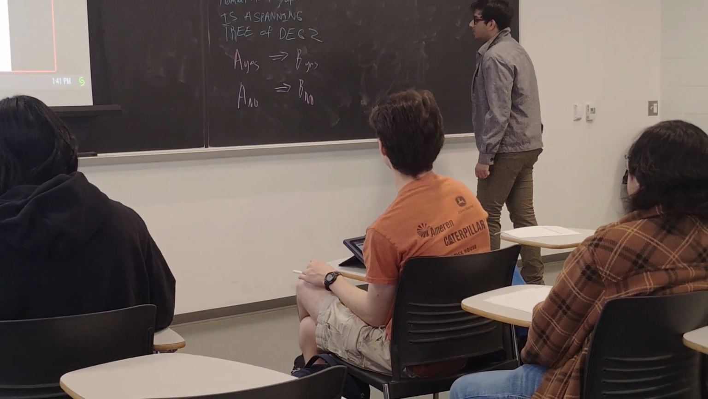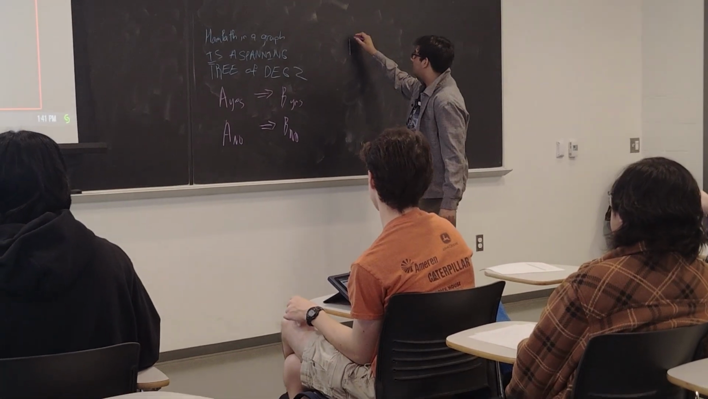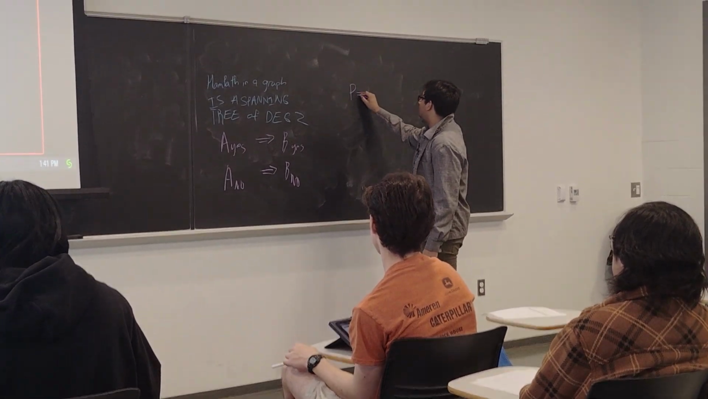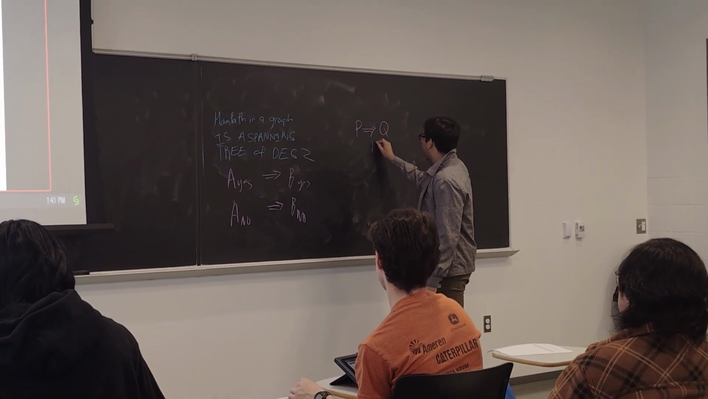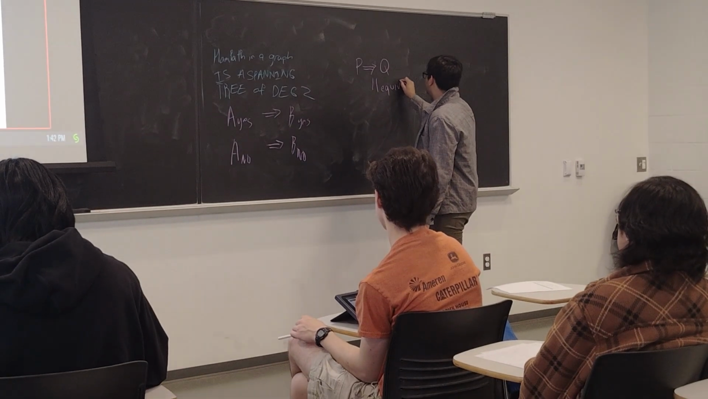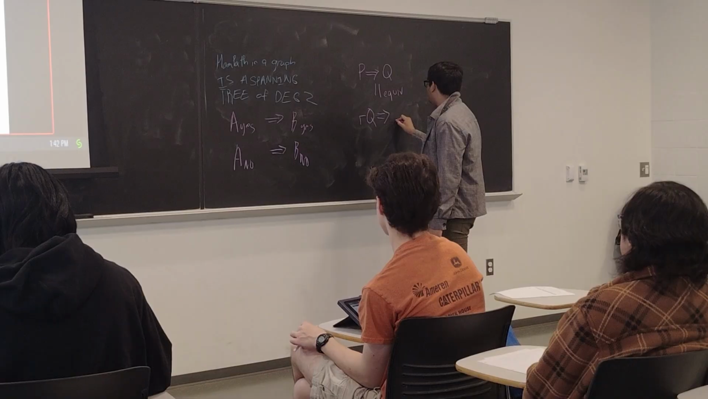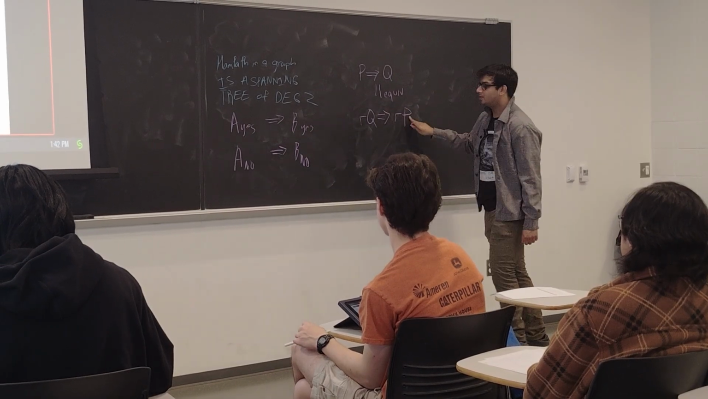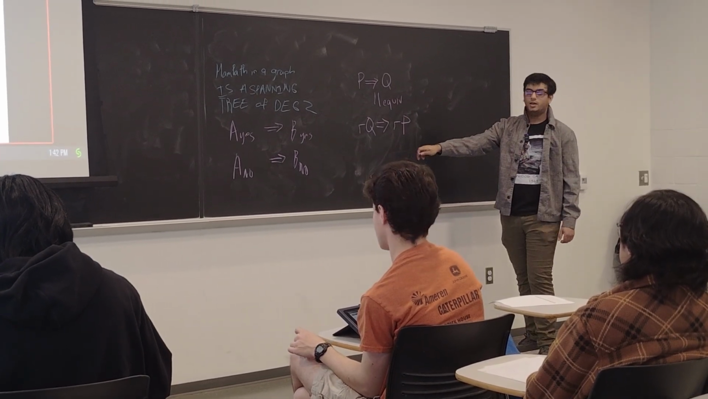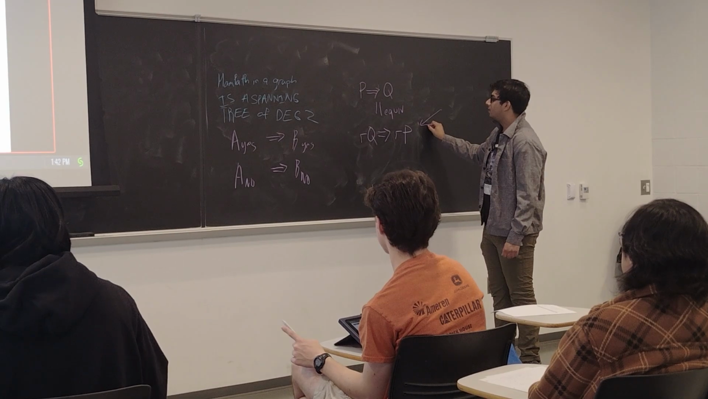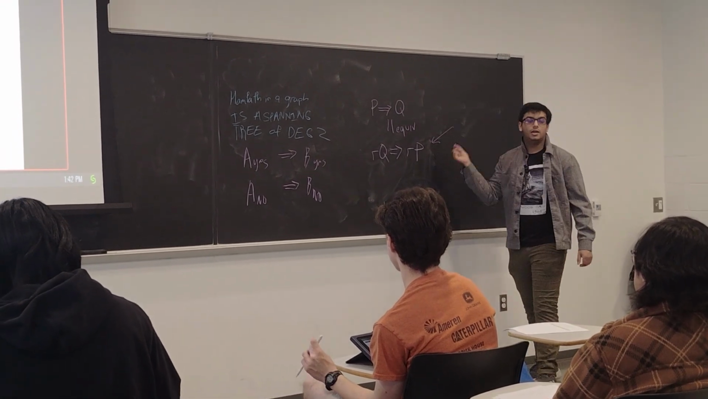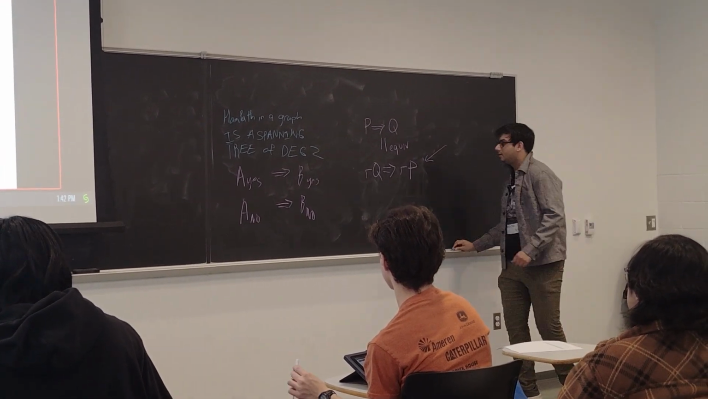You're just checking. In logic courses, when you say P implies Q, this is equivalent to saying not Q implies not P, which is just checking the reverse direction. So this is what we're doing to check the other direction.